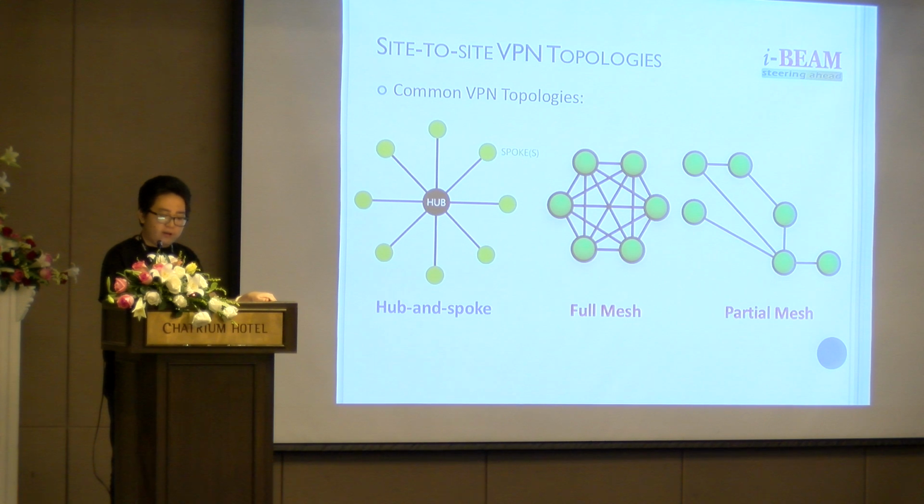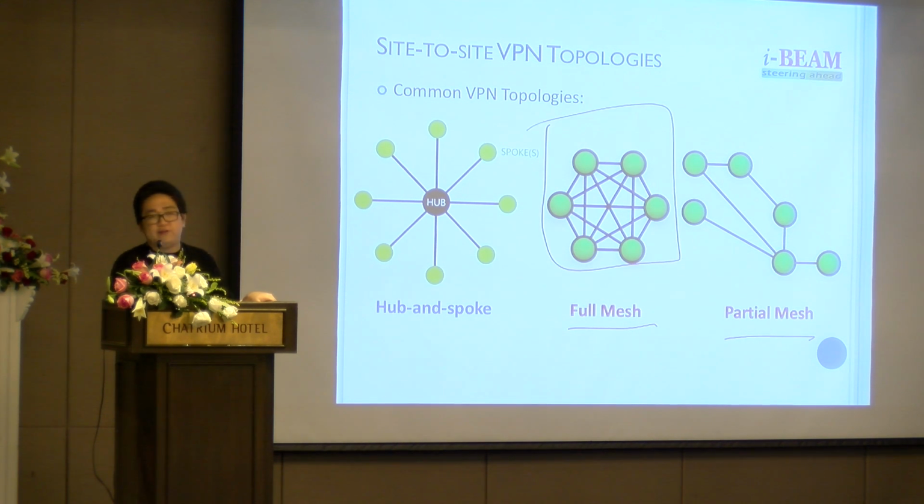Another topology is mesh. Mesh can be full mesh or partial mesh. If you have a lot of budget, then you can do full mesh. Because full mesh is each location has the VPN tunnel to all the other locations. For partial mesh, you will only connect to the main locations. For the unimportant location, you will not have the connection. So it is partial mesh.